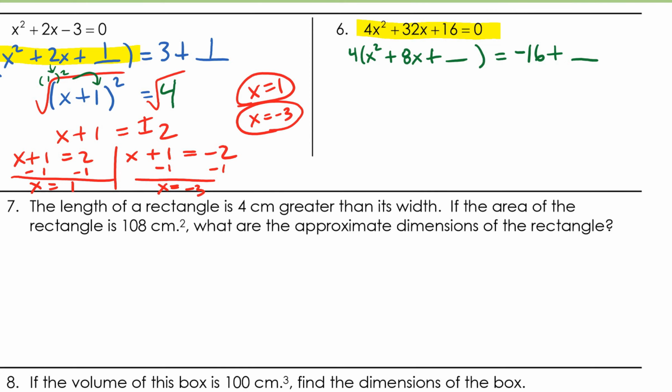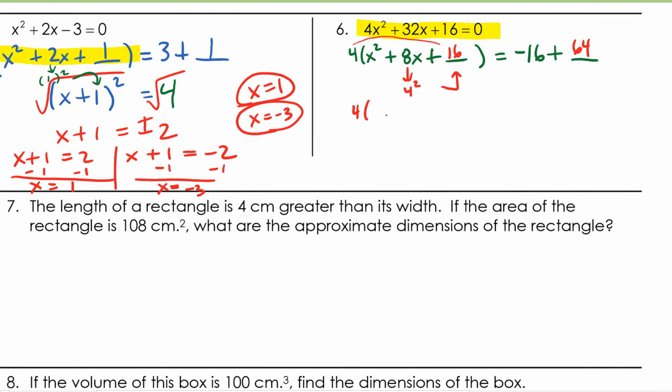Okay, now take 8, do the complete the square process, cut it in half, that's 4. Square it, that's 16, add 16 to the other side. Oh, we made a mistake again. Do not add 16 to the other side because this is not really 16. This is inside parentheses. That number is really 4 times 16, which is 64. So you added 64 to the left, you need to add 64 to the right.